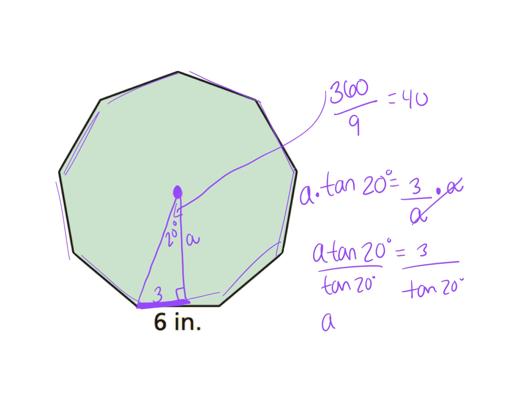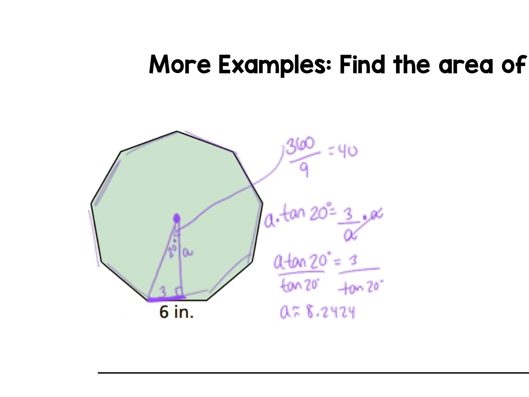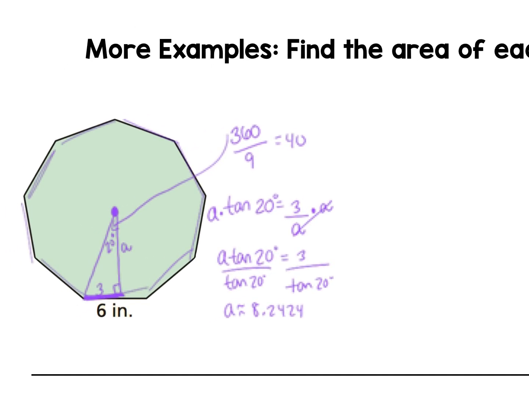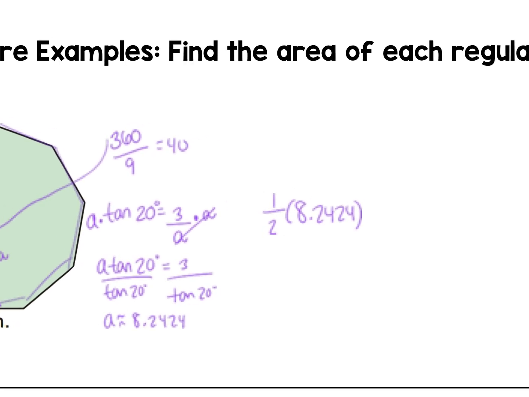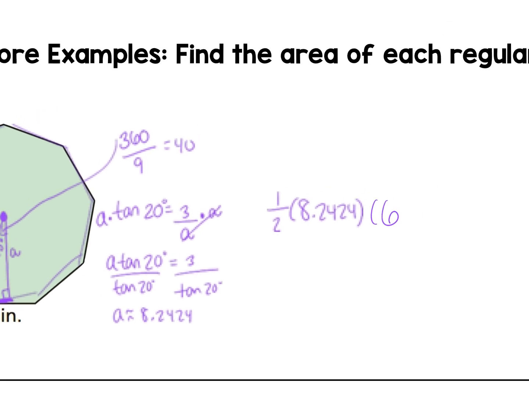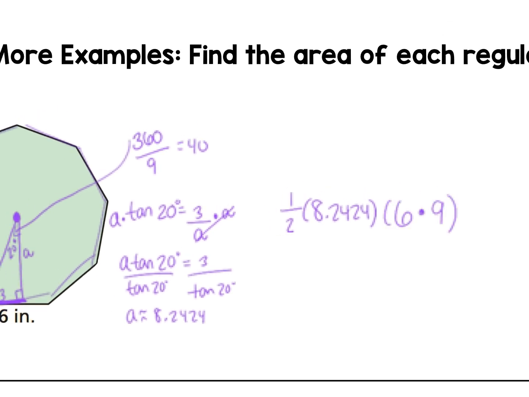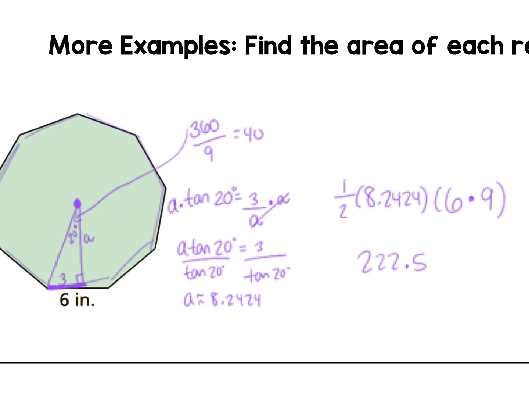So that's 4.2424 to 4 digits. Now do half times the apothem times the perimeter again. So it's half times the apothem times the perimeter, which is going to be 6 times 9, which is 54. But each side is 6 and there's 9 sides. Type that in the calculator. 222.5. Does this have a unit? Inches squared. It's area again.